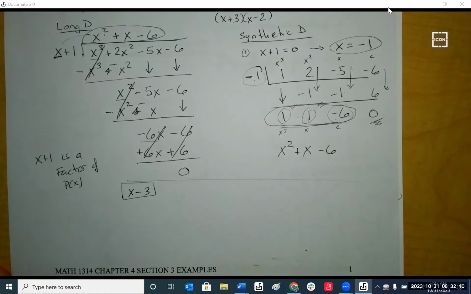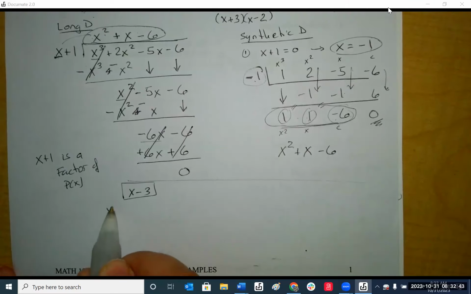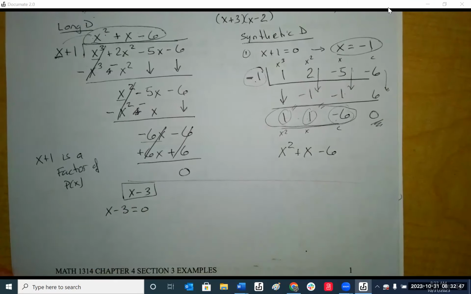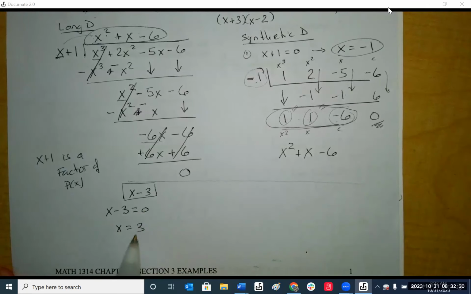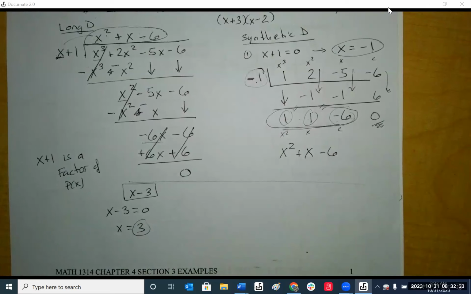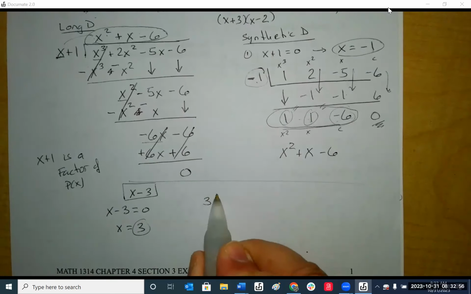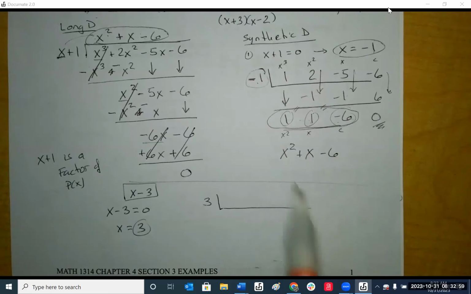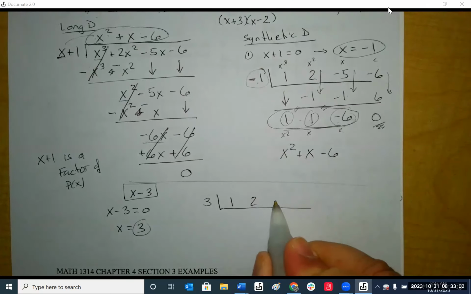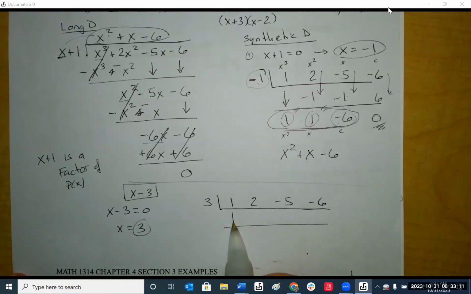Okay, so what's the first step? Set that equal to zero and solve for x. So that's outside the box. Again, we have the same numbers in there: one, two, negative five, negative six. Bring down the one, the first term, and multiply and add. 3 times 1 is 3, and add.